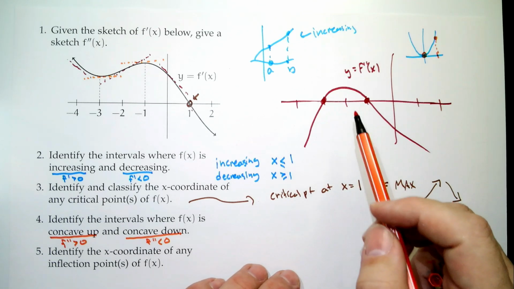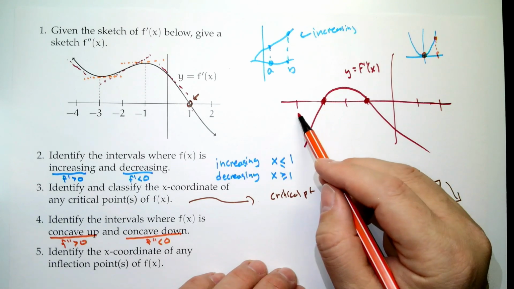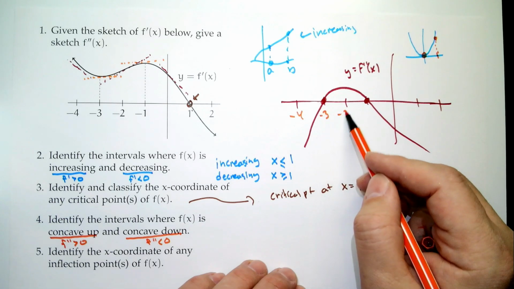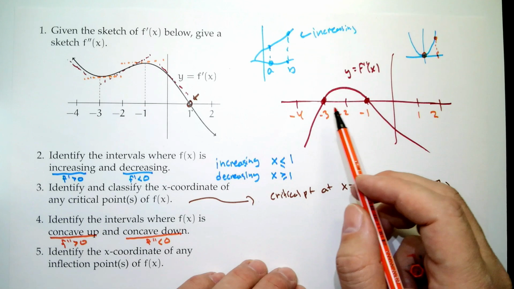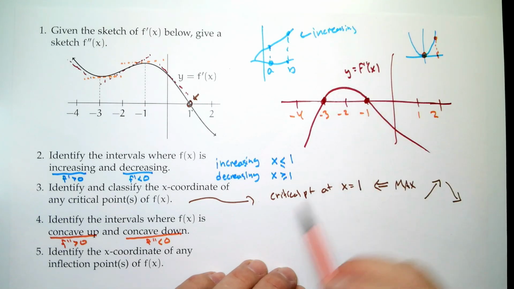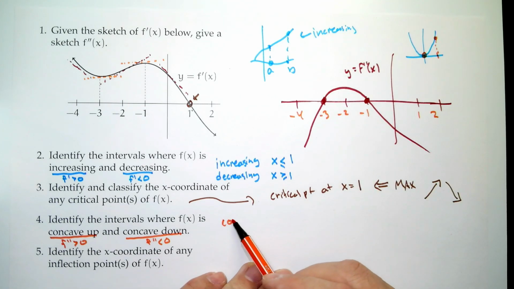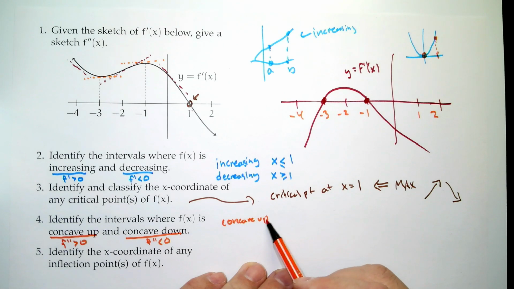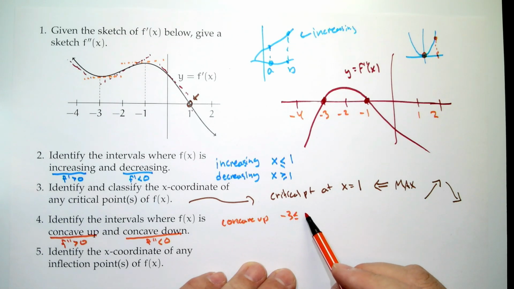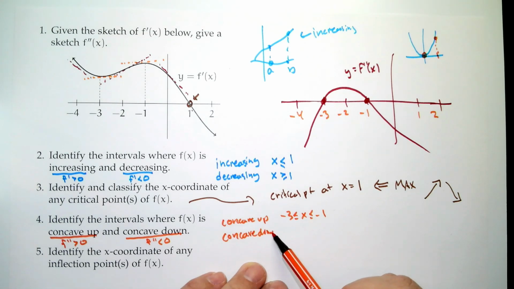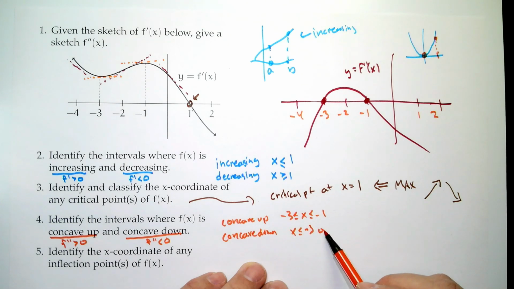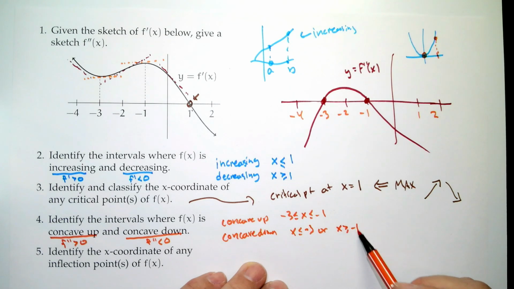When is the second derivative positive? I should have marked these numbers here for reference. Negative 3 to negative 1, that's when we're positive for our second derivative. So concave up, negative 3 less than or equal to x less than or equal to negative 1. When are we negative? Well, every other time. So if we are below negative 3 or if we are above negative 1.